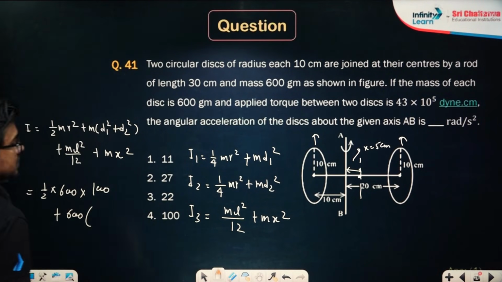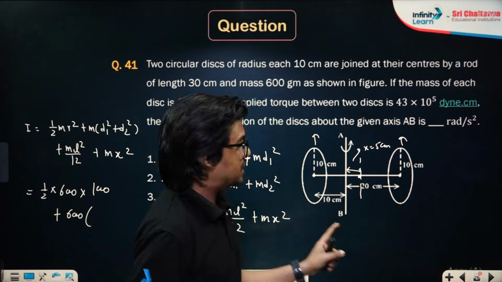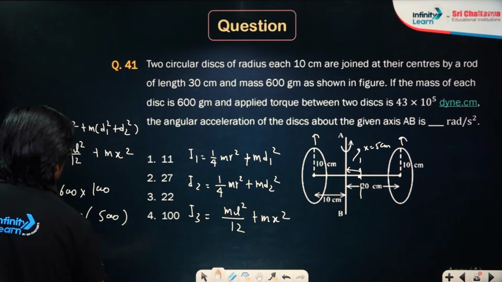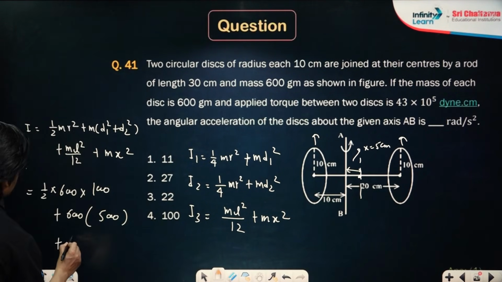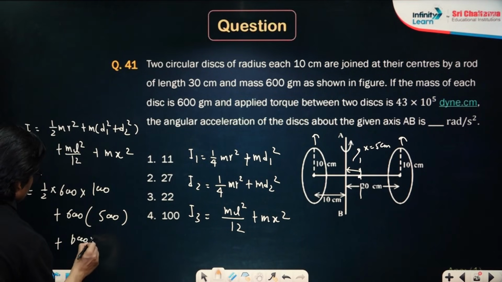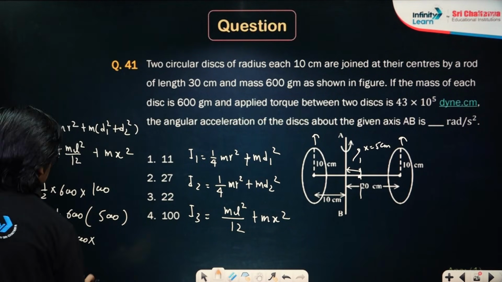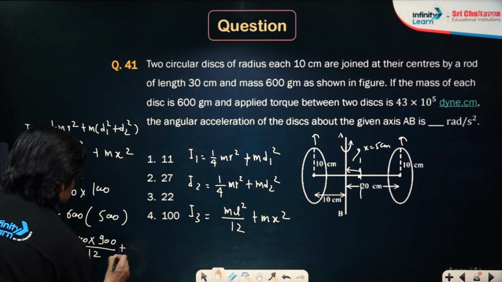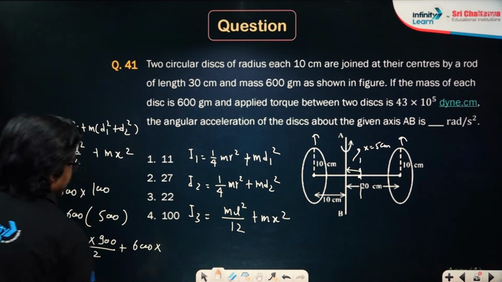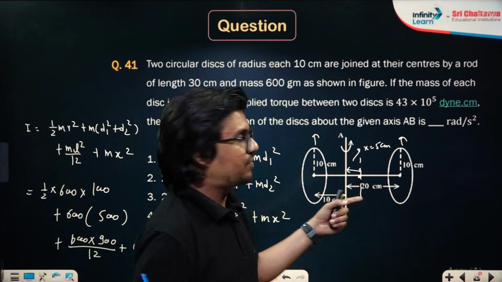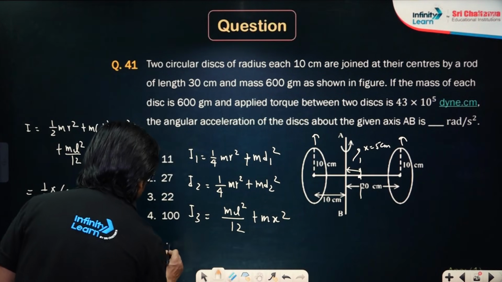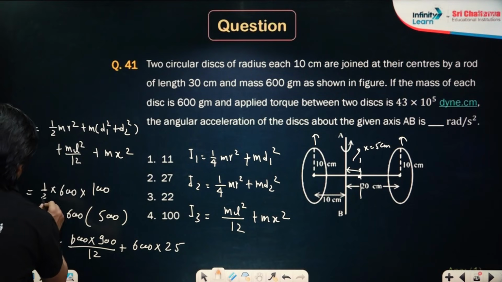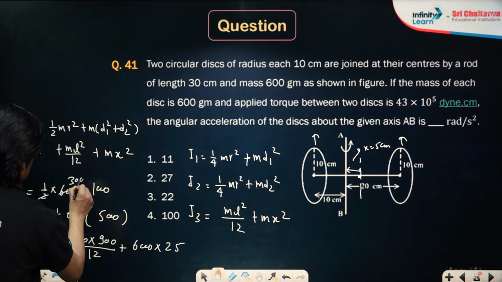Again d1 square plus d2 square, so 10 square plus 20 square. 10 square is 100, 20 square is 400, so you can get 500. Then you can have 600 into 900, which is the square of the length, divided by 12, plus 600 into x square, which is x is actually 5, so 5 square is 25. If you calculate now, this is 300, right?